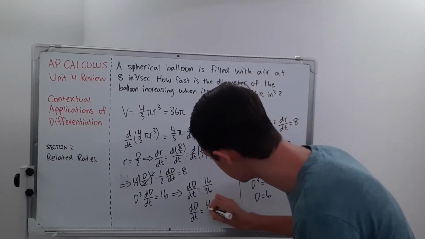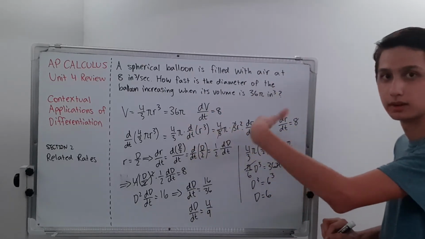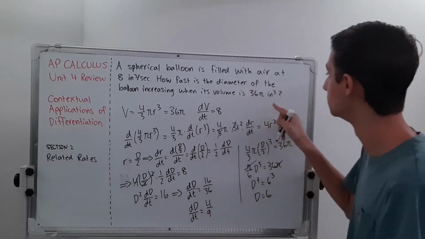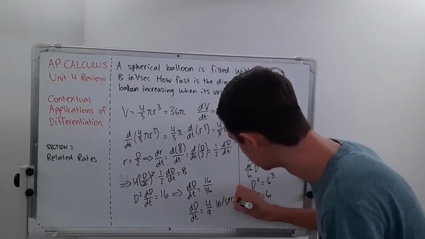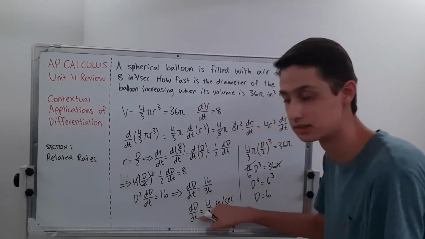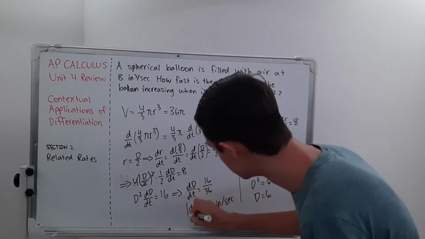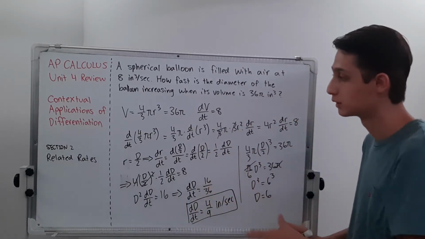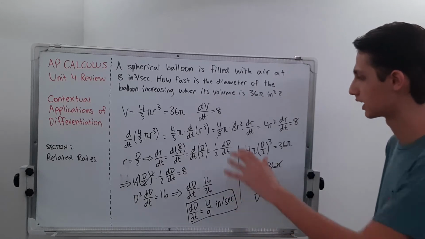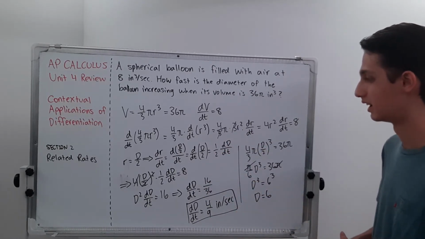So 4 over 9, and the measure of the diameter is going to be inches, but per second. Inches per second, because time is in seconds. Wait, is it seconds? Yeah, it is seconds. So this is how fast it is changing. I know this was probably a little confusing, how we did everything with the diameter thing. I don't know if I probably should have included that.